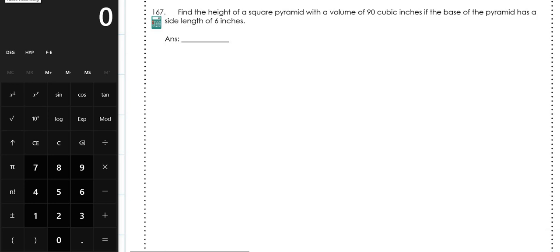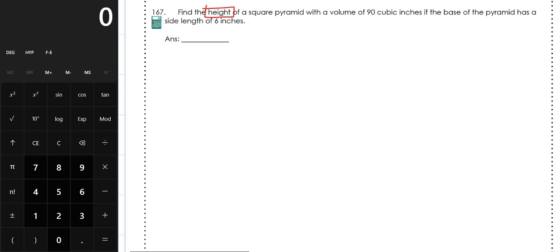Number 167. Find the height of a square pyramid with a volume of 90 cubic inches if the base of the pyramid has a side length of 6 inches. Okay, let's zero in on the ask of the question. Find the height for this pyramid. Let's take a look at what type of pyramid we have. Draw it and think about what we're going to do to get the height.